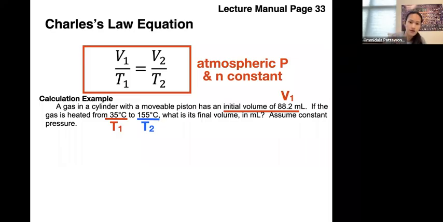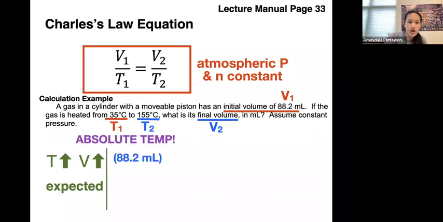Two sets of temperature give you two sets of volume as well. In this case, we are looking at the temperature increasing from 35 to 155. We should expect that the volume should increase as well, so your final answer should come out higher than 88.2.